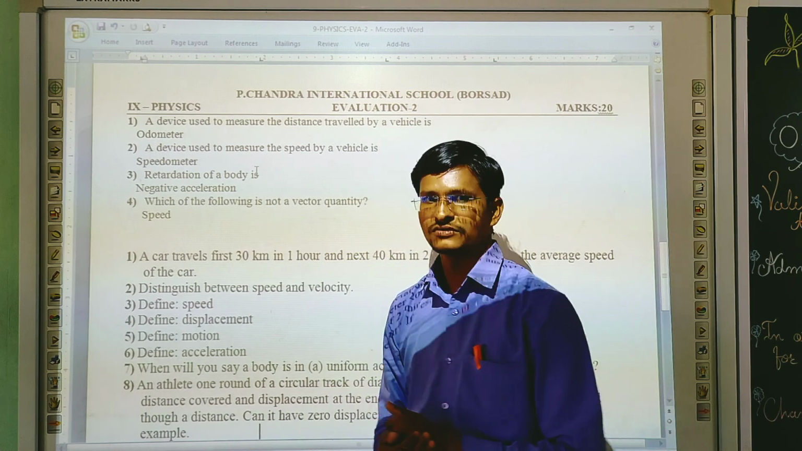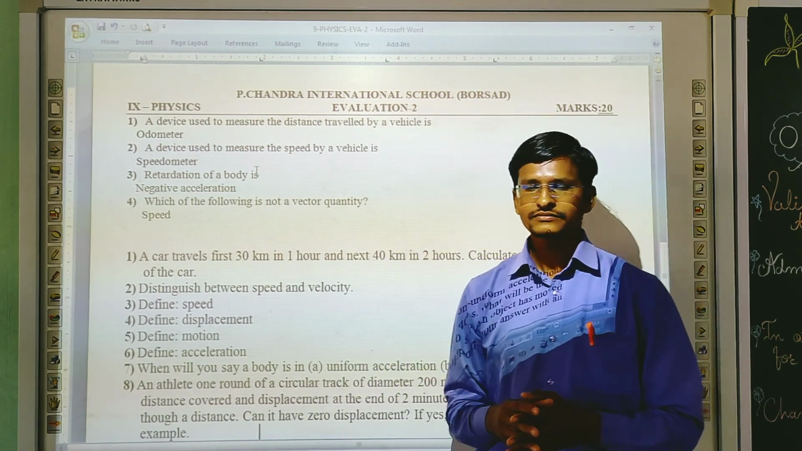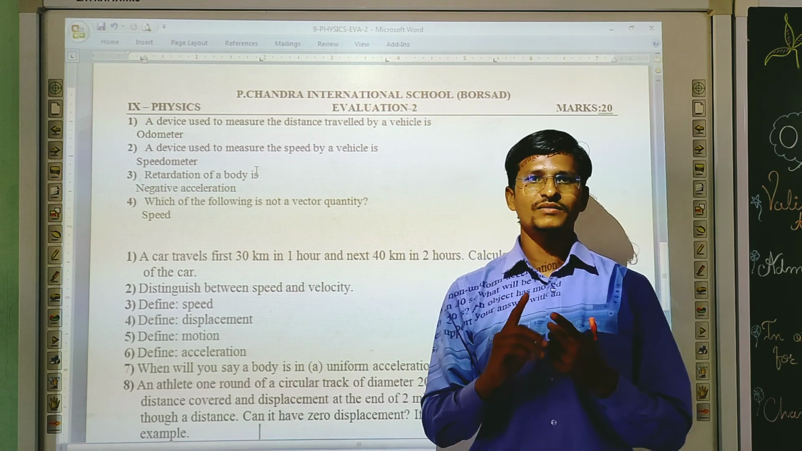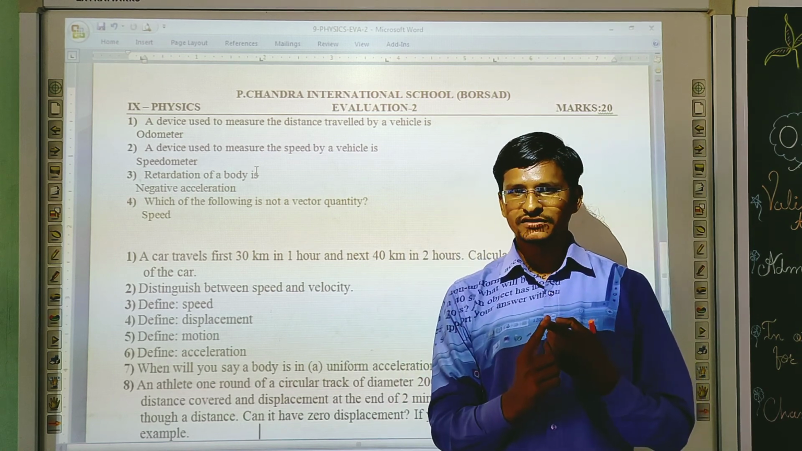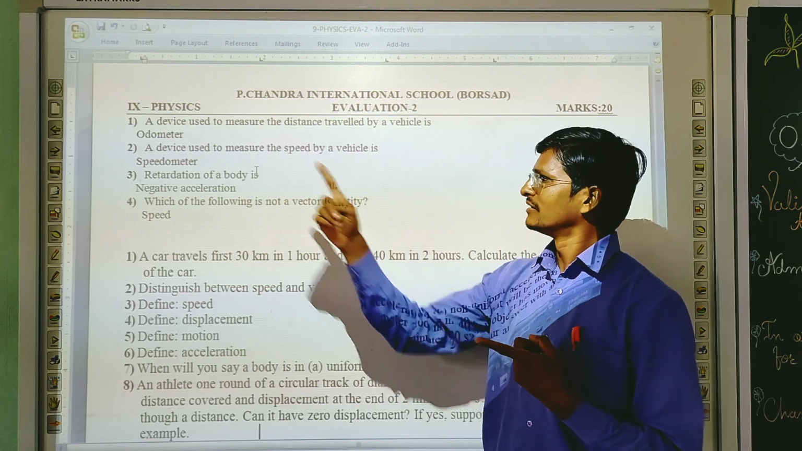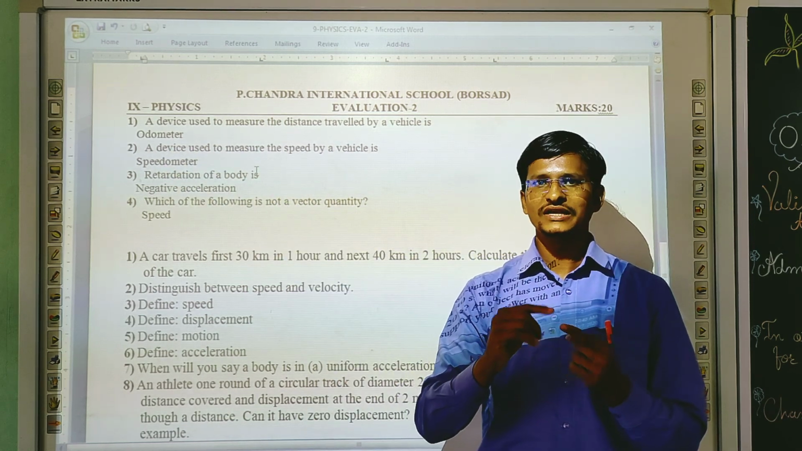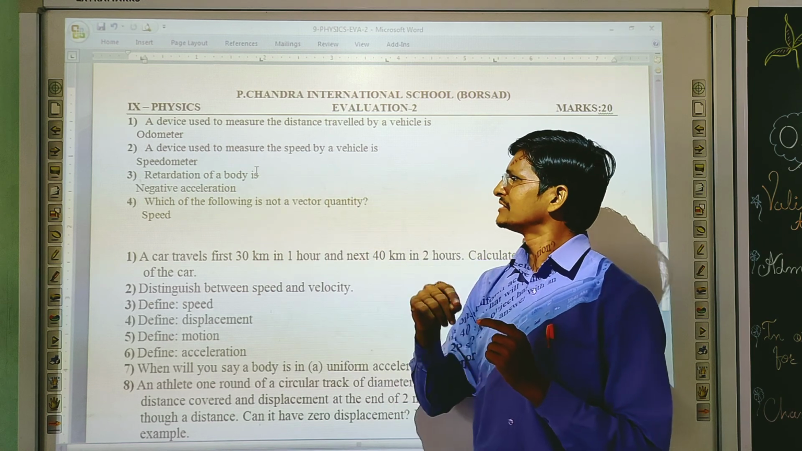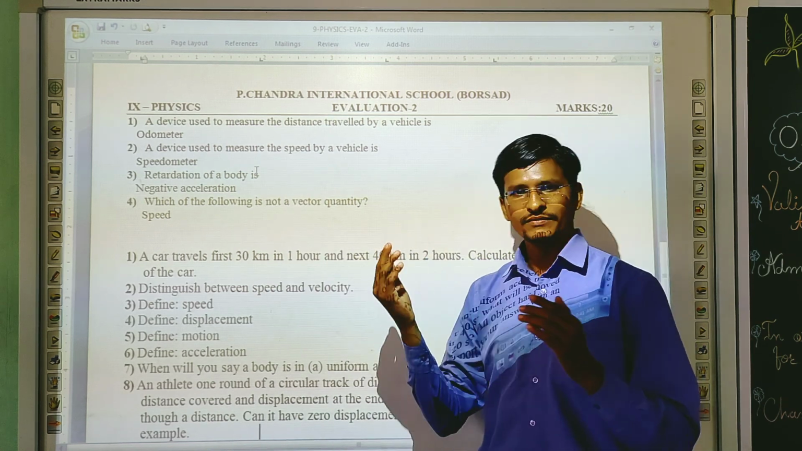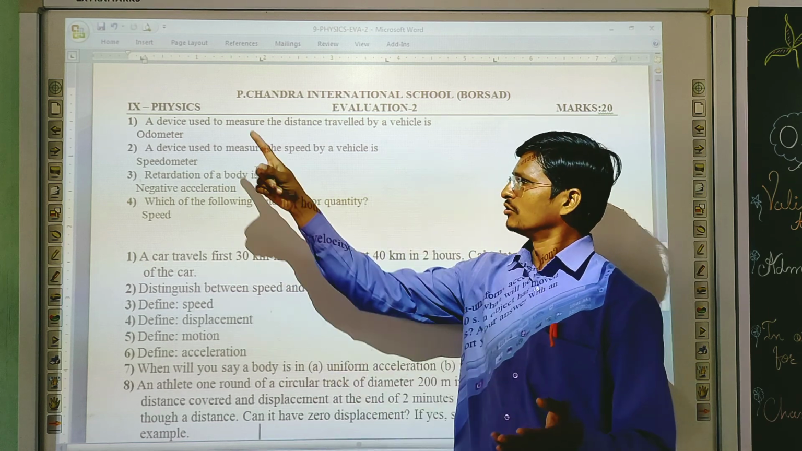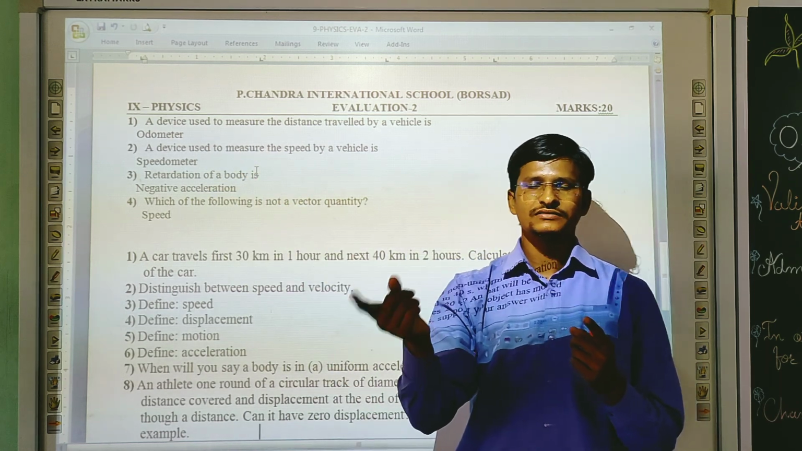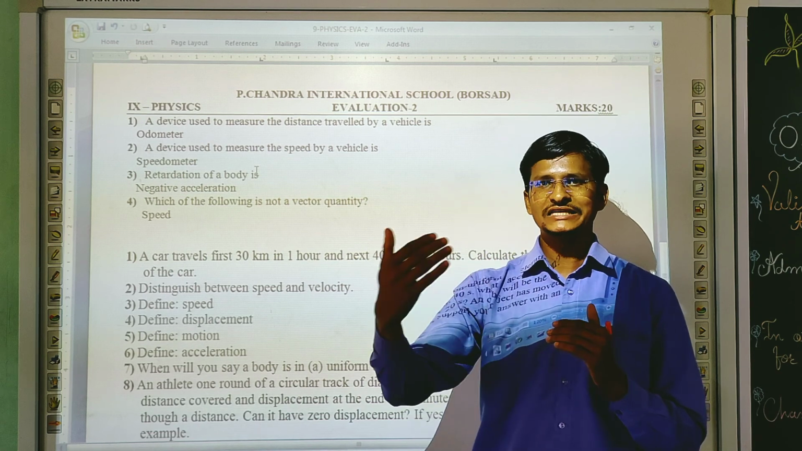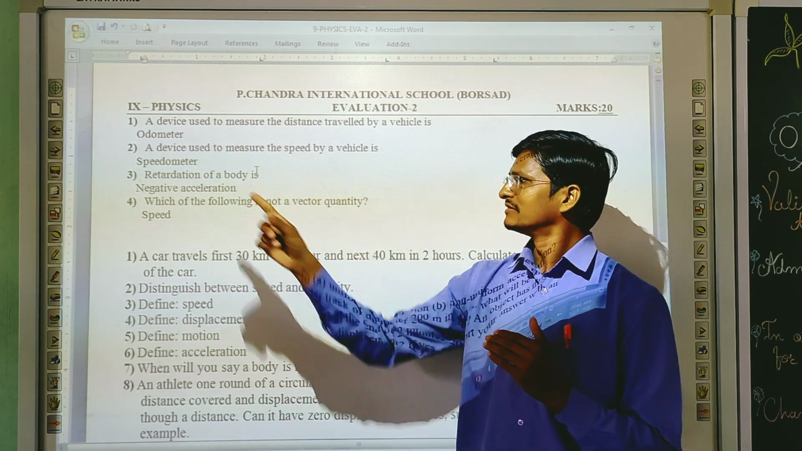Here some of the MCQ-based questions are there. A device used to measure the distance traveled by a vehicle. It is not a speedometer. It is not a sonometer. It is only the odometer. Odometer only measures the distance. If it is asked, a device used to measure the speed of a vehicle, it will be the speedometer. Understood? So odometer for the distance, it will measure in kilometers, and the device that measures the speed, like 40, 50, 60, 100, that is the speedometer.